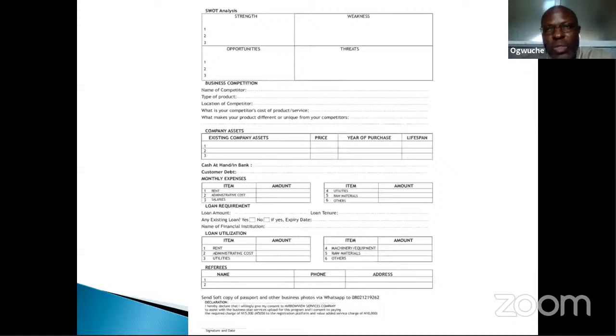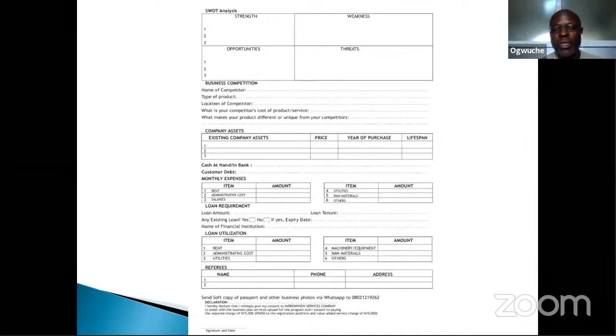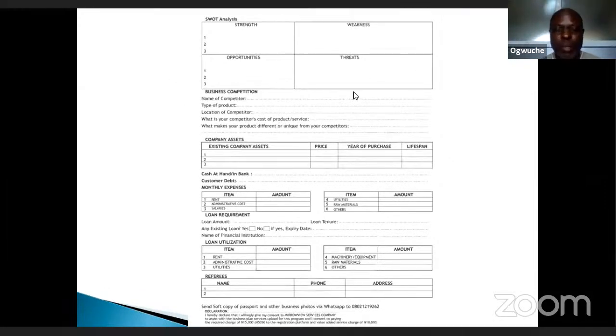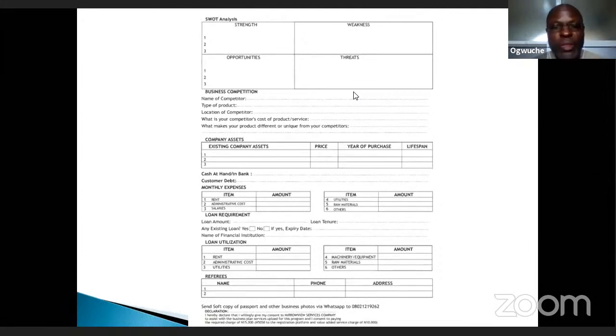If your own cost of production, for example, is 1,000 naira, you indicate if his is 1,200 or thereabout, because basically what you're trying to do is to be able to beat him in terms of cost of production. What makes your product different or unique? Well, for poultry farm, there isn't going to be much of a difference, unless, of course, your products are big and massive, then you can indicate that they are bigger birds or bigger eggs. That's what comes out of your own farm. Okay, all right. So that takes care of business competitors.